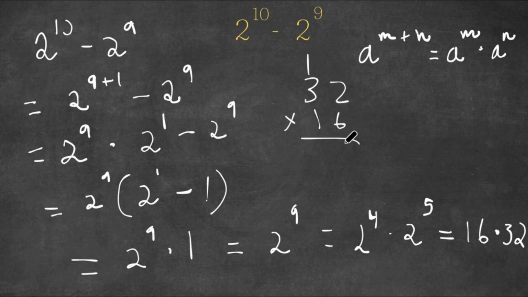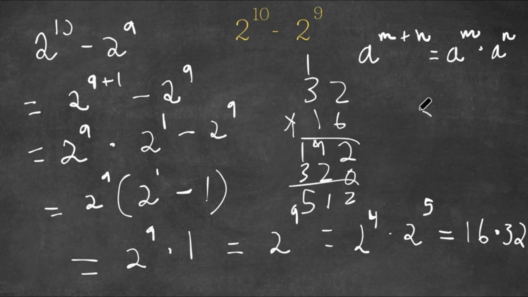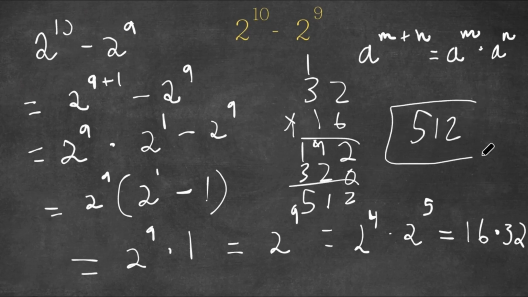2 times 6 is 12. We carry the 1. 6 times 3 is 18. 18 plus 1 is 19. Then we add our 0. 1 times 2 is 2. 3 times 1 is 3. 2 plus 0 is 2. 9 plus 2 is 11. We carry the 1. 3 plus 1 is 5. So our final answer is 512.